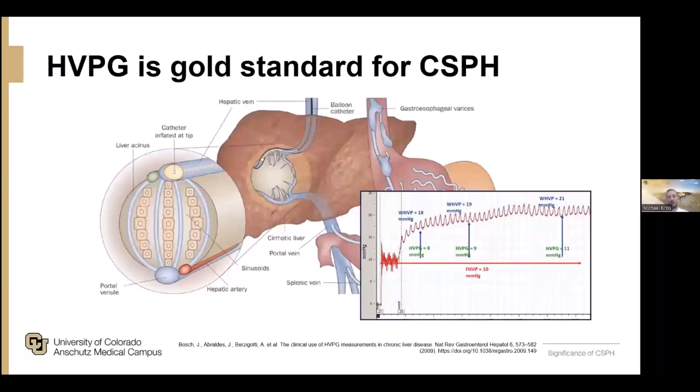In the bottom right, you can see how that tracing plays out in real time. You define the free hepatic vein pressure, in this case 10, and you can see variations with the cardiac cycle, with measurements all taken in diastole. And generally, there are 3 sets of measures taken to aggregate that data and generate an HVPG for that patient.